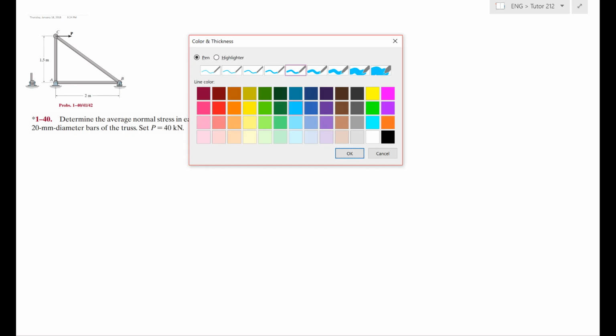Let's pick a good color to get started. I like purple. All right. So step one, we're going to want to find the internal loadings in each bar. Hopefully you remember this from statics, but we're just going to do method of joints. Let's start with joint C because it's the one we have the information for.